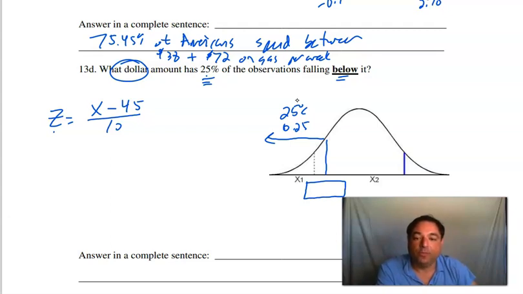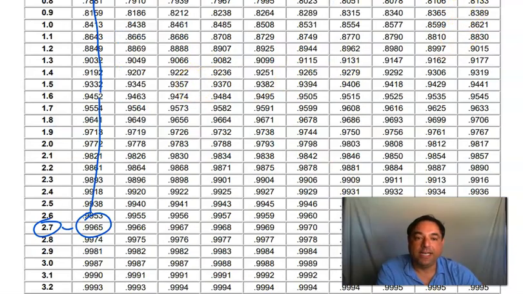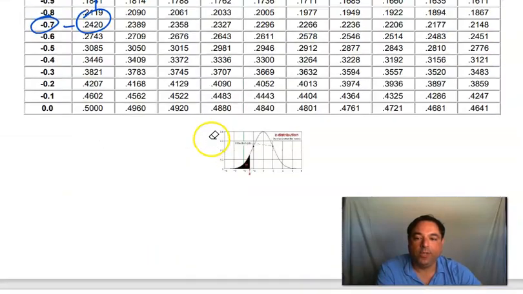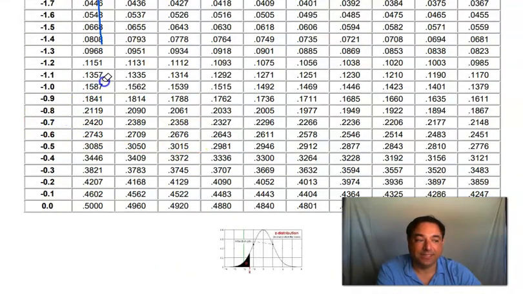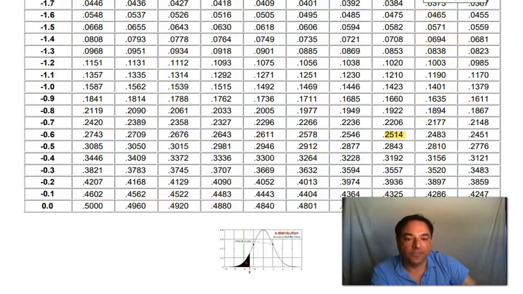25% below. So now we're going to work backwards. We have the percent, 25%, which is 0.25. We know that the z is negative, so we're going to go to the negative table. Remember, we have the percent this time, so we're going to have to work backwards and find the closest to 0.25, not 0.025, 0.25. The closest to 0.25 would be this one. Now, if you use the one next to it, I wouldn't mark it wrong at all, but that is the closest to 0.25.